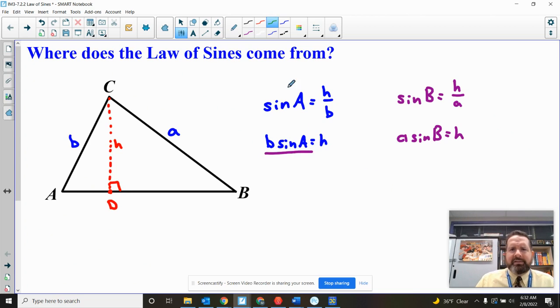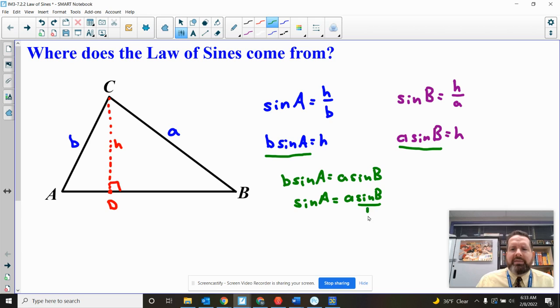If this is equal to H, and if this is equal to H, then those two things are also equal to each other. So that means that B times the sine of A is equal to A times the sine of B. Divide both sides by B, and now I have this. And then divide both sides by A, and we end up with a good portion of the law of sines.